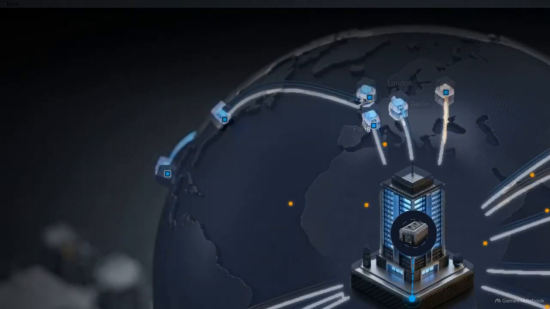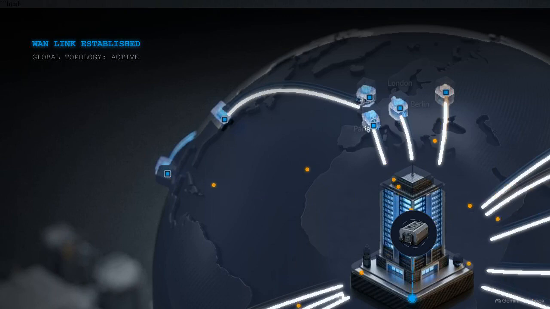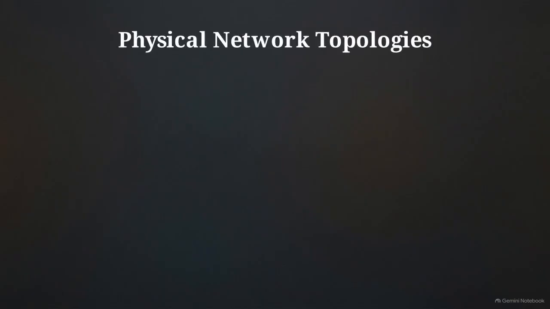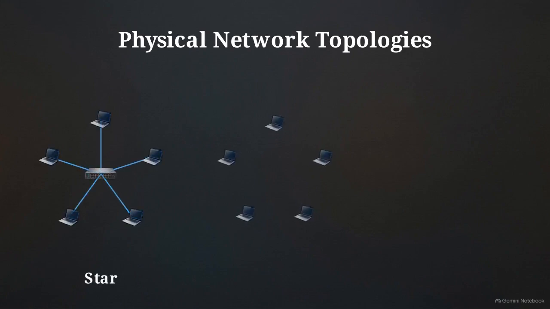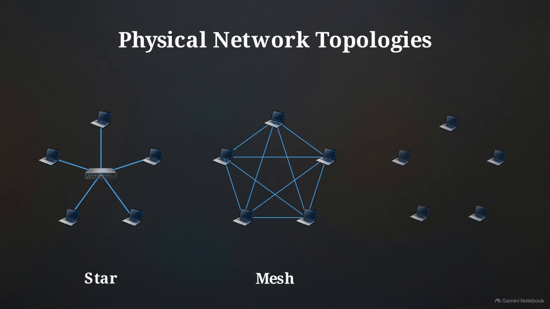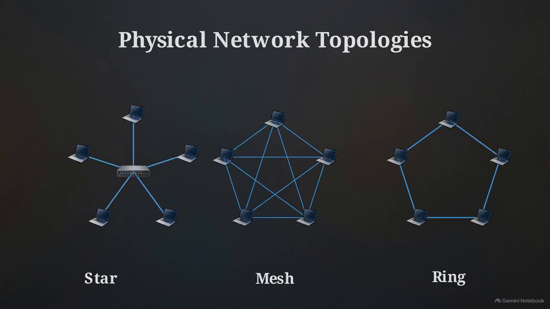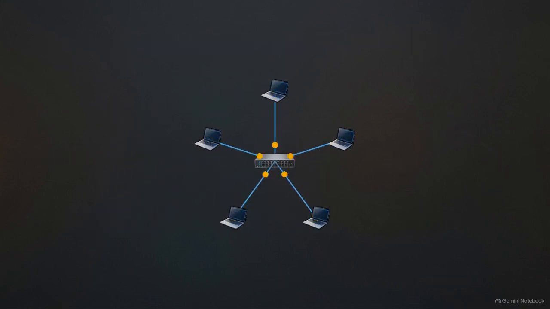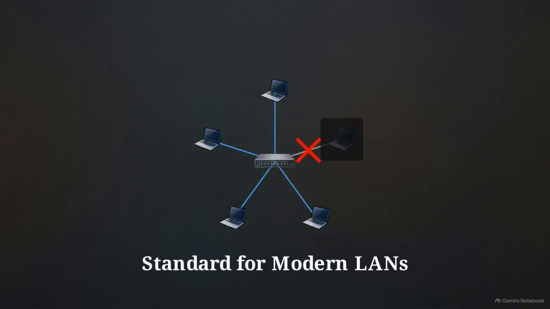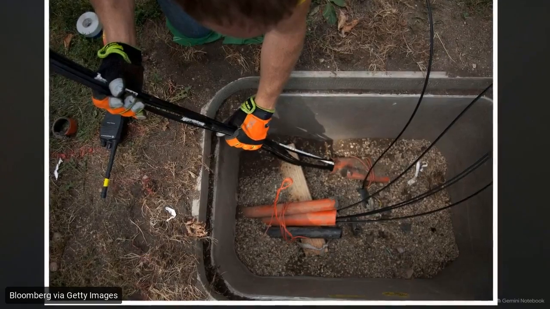Networks range from a local area network within a building to a wide area network spanning the globe. To connect these nodes, we use specific topologies: the centralized star, the fully redundant mesh, or the sequential ring. In a star topology, all traffic passes through a central hub or switch. Because a single cable failure only disconnects one specific node rather than the entire system, this has become the standard for modern LAN environments.